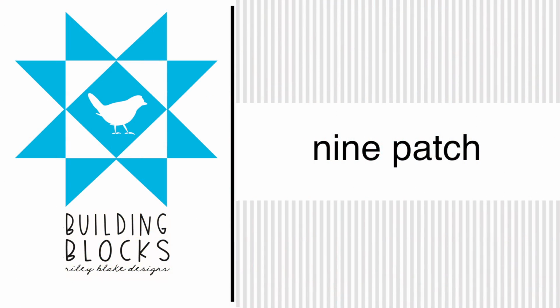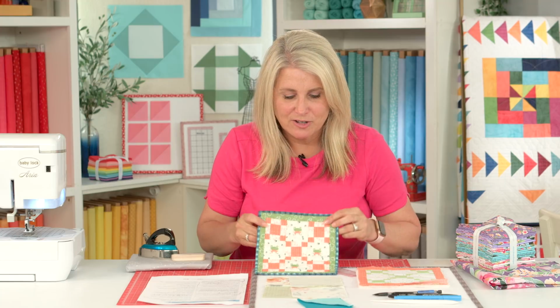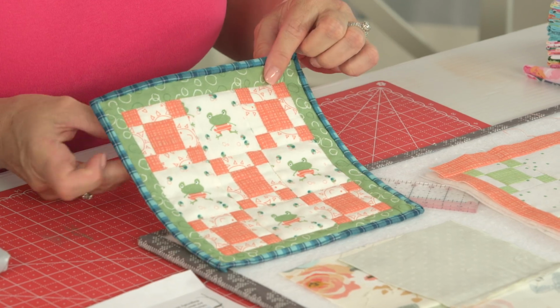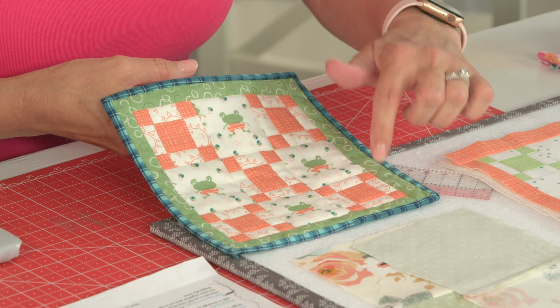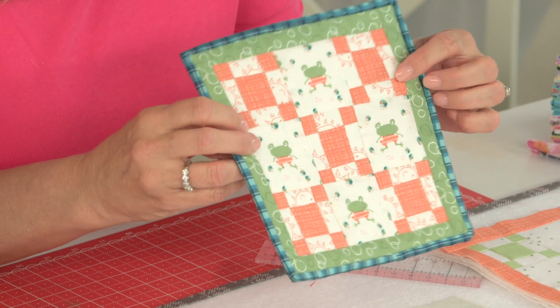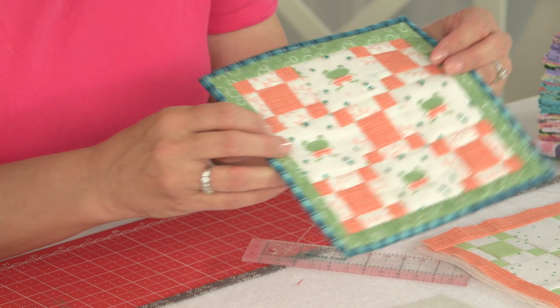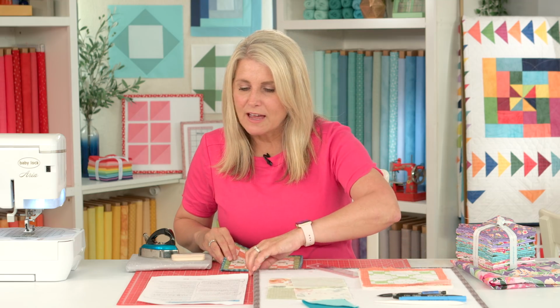So these are 9 patches in a 9 patch. So you can see we've done a little teeny 9 patch, even though it's a different size, but you can see the overall quilt unit is a large 9 patch sewn together. So that is 9 patch.